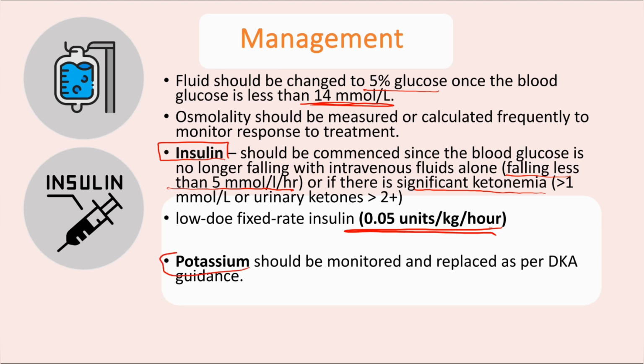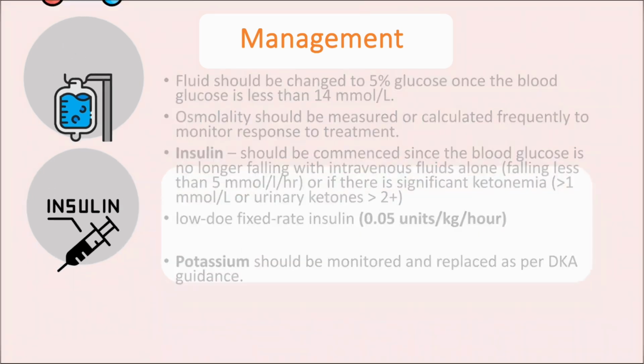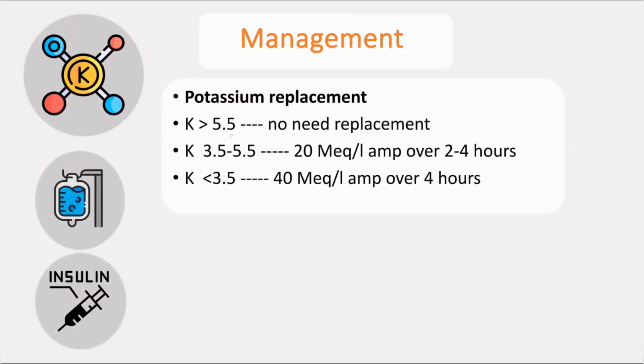What about potassium? Giving potassium is the same as per DKA guidance. It means if more than 5.5, do not give potassium. If the potassium level is between 3.5 and 5.5, you have to give about 20 to 40 milliequivalent per each liter. And if less than 3.5, you have to give 40 milliequivalent per liter over 4 hours or 60.